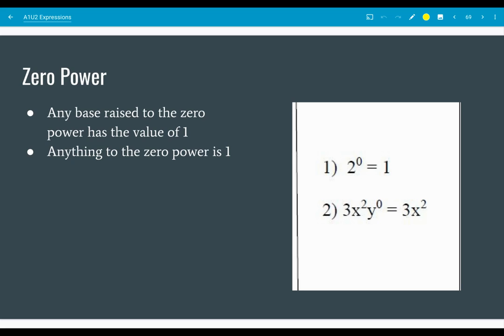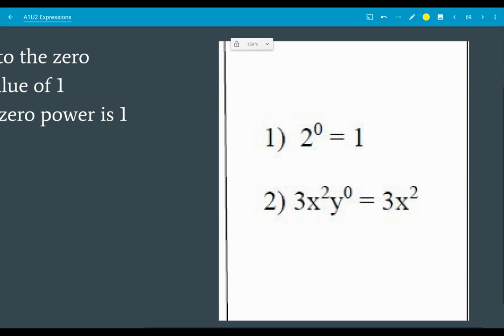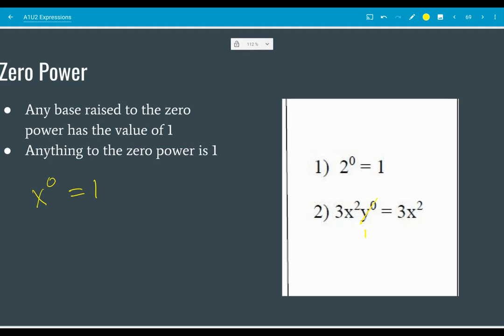Next property we're going to look at is the zero property. The zero property says any base raised to the 0 power will evaluate as 1. So x to the 0 power is always 1, no matter what. So if we look at our example here, specifically the second one, 3x squared times y to the 0 power, y to the 0 power doesn't become 0, it becomes 1, so we're just left with 3x squared.